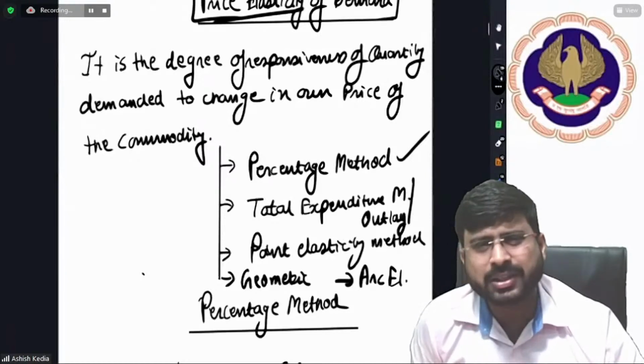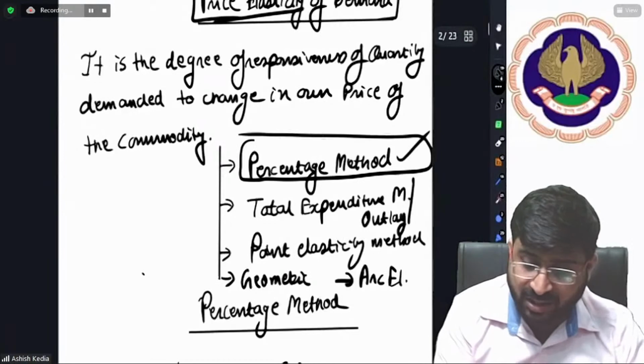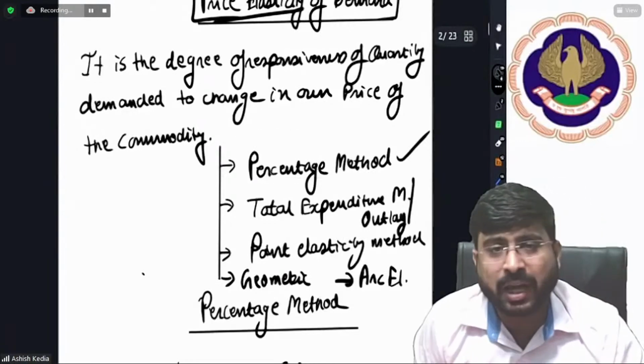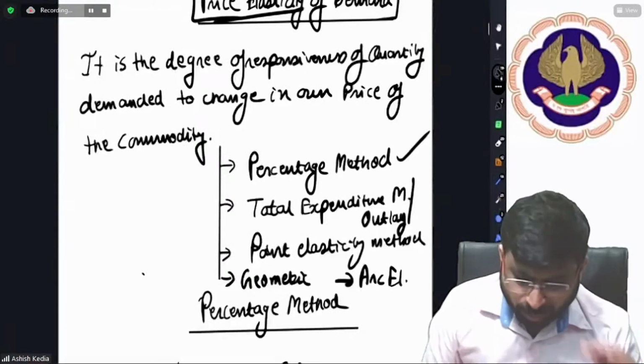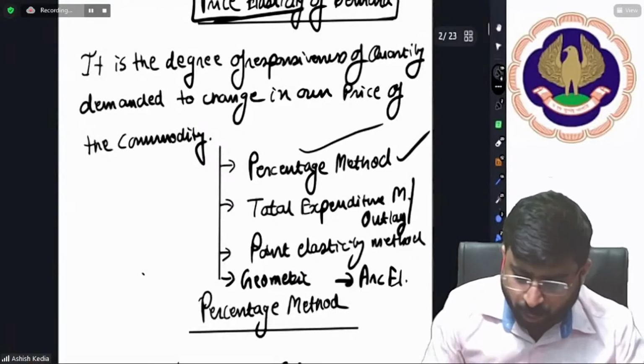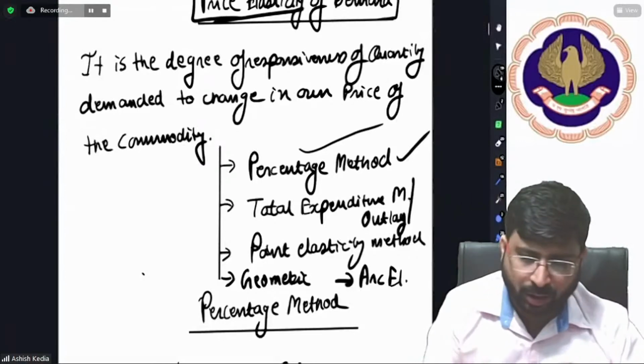So we are going to cover them one by one, but the most important is the percentage method. When I say most important, it doesn't mean I'm giving any kind of prediction that it will come in the exam. I'm saying it because this will help you understand other concepts as well. So what is the percentage method?